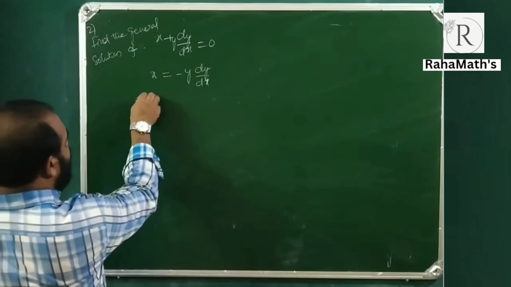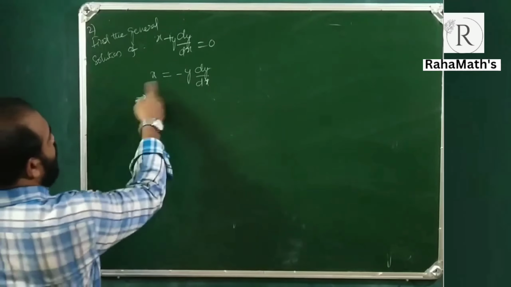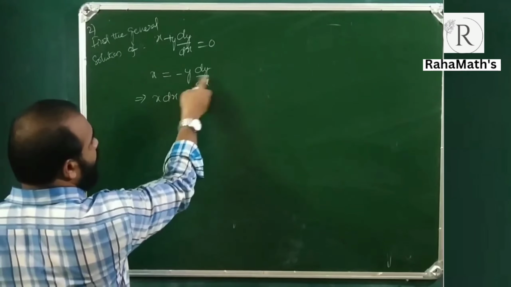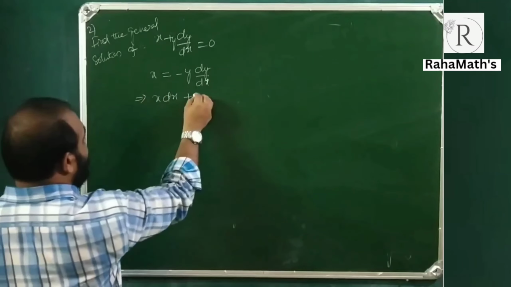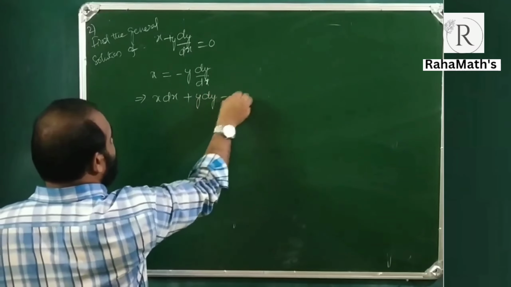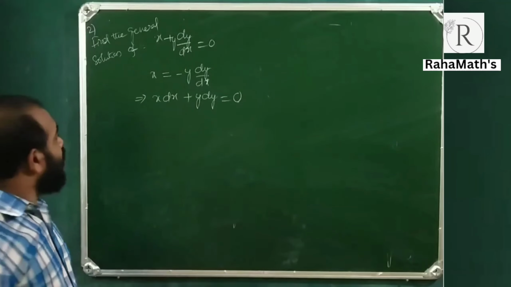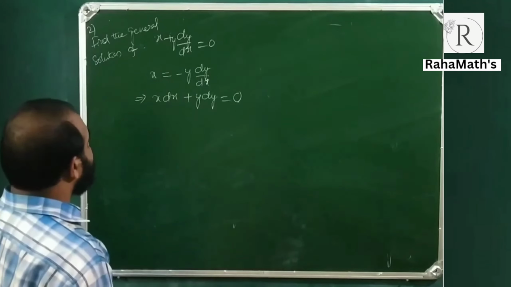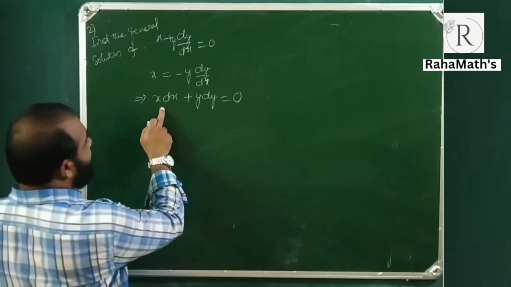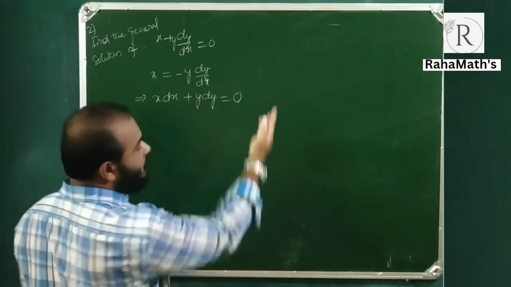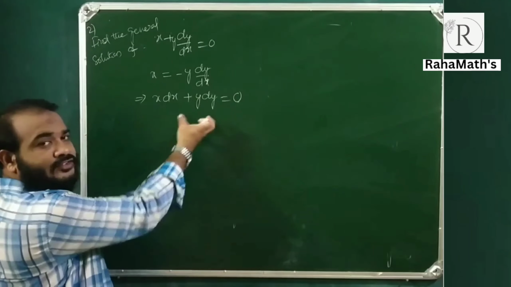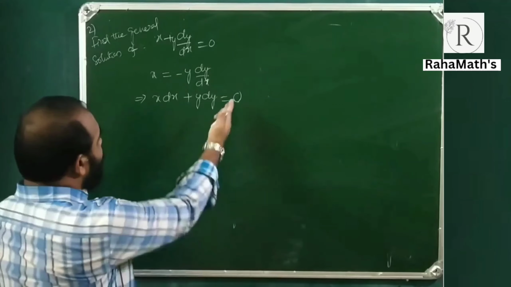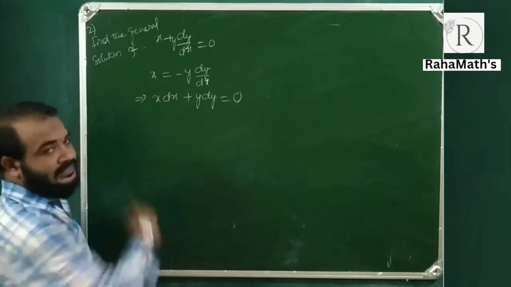And this is equal to, on transposing, x dx is equal to minus y dy. If you transpose here, this is plus y dy equals to 0. Now, this is clearly a variable separable method. Because this is x dx is equal to minus y dy, so x on one side and the variable y completely on the other side. And if you bring it here, then it will be plus.